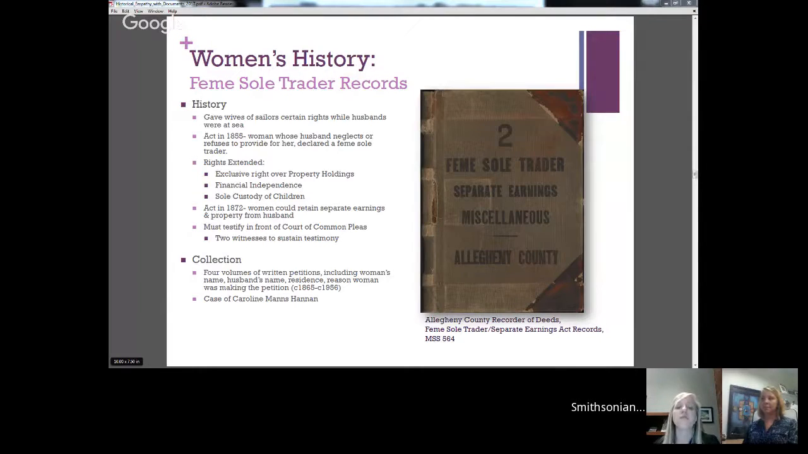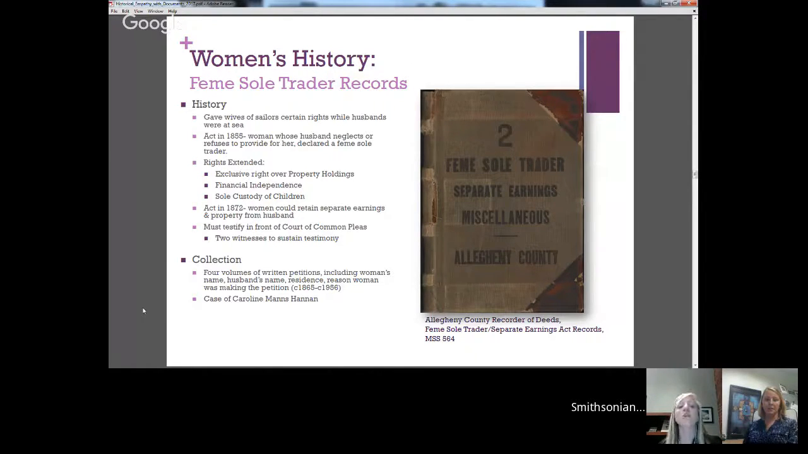And what I think is interesting and important to make as a point of emphasis here is the fact that these were not rights that were extended to all women at this point in the 19th century. The woman had to experience circumstances in which she felt compelled to go before the county courts. And then furthermore, she had to have two people testify to the veracity of her petition, and then the courts would rule whether or not she had cause to receive the femme sole trader status.